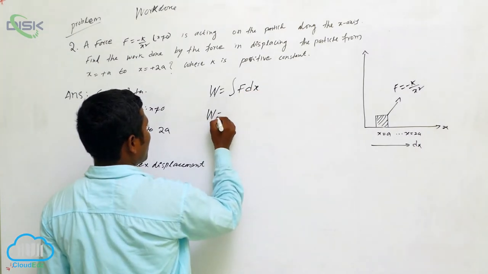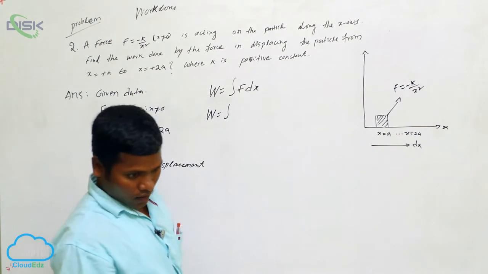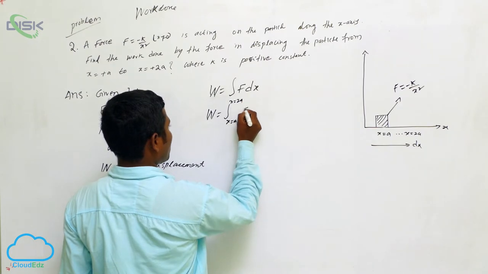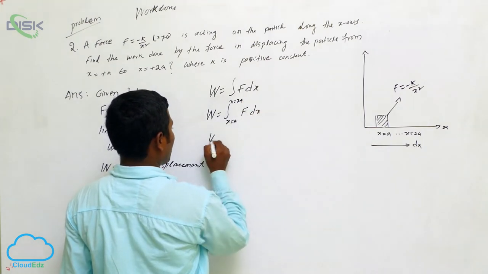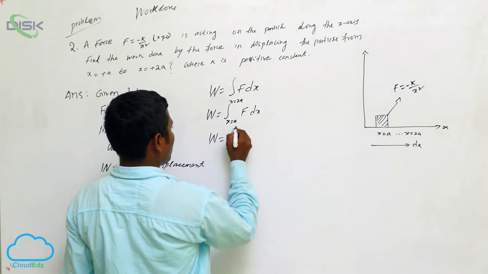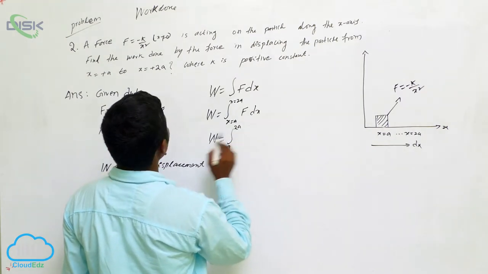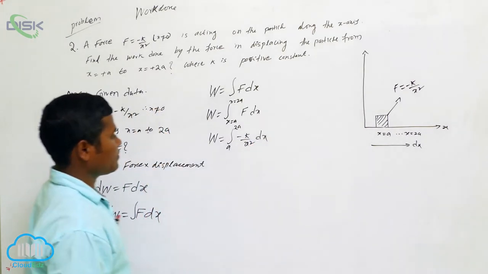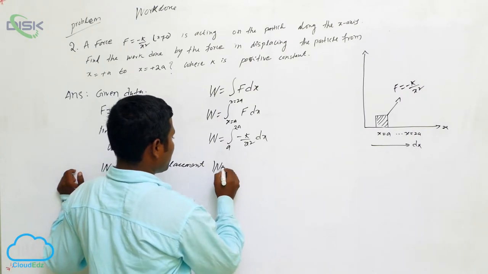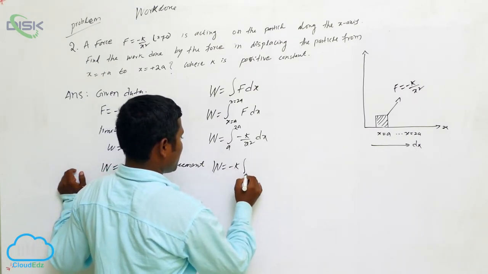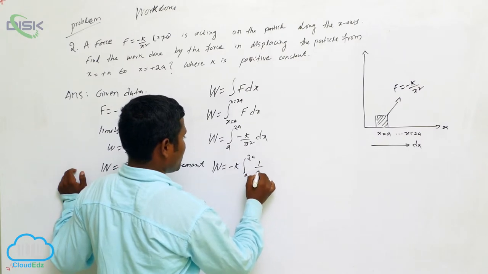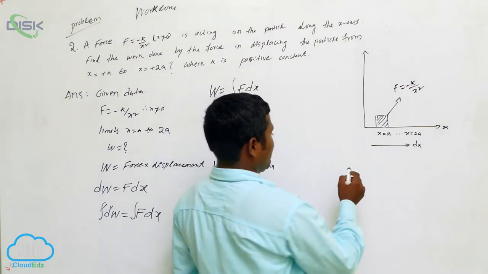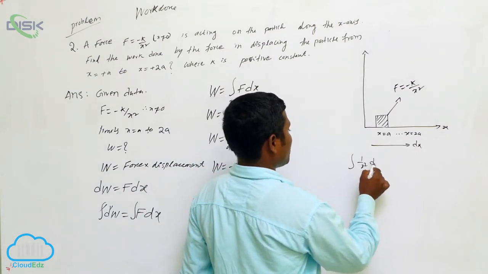But here, what all things are there? Limits are mentioned. From where to where is it moving in the x direction? X is equal to A to X is equal to 2A. Then W is equal to integration from A to 2A of F dx, where F is given as minus K by X square. So W is equal to minus K integration from A to 2A of 1 by X square dx. Now we have to find the integration of 1 by X square dx.